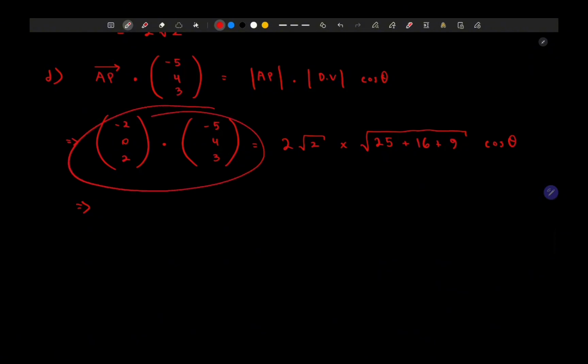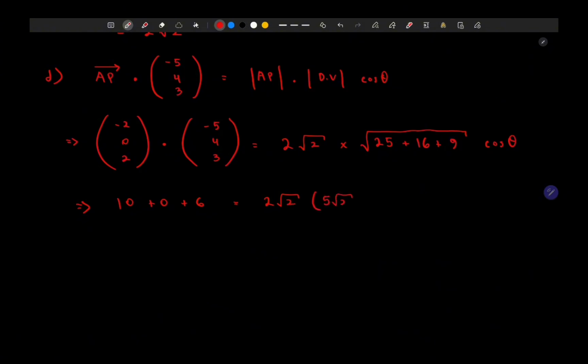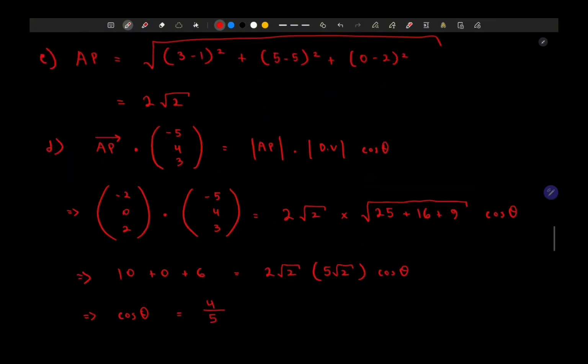So in order to multiply these two vectors, we need to multiply the corresponding values and add them all together. So it's 10 plus 0 plus 6 is equal to 2 root 2 times 5 root 2 cos theta. So from this we can find out the value of cos theta. So that's 16 divided by (2 root 2 times 5 root 2), which is equal to 4 over 5. So this is the value of cos theta.